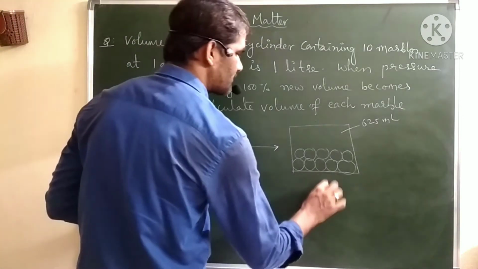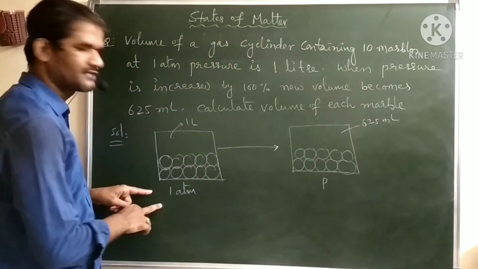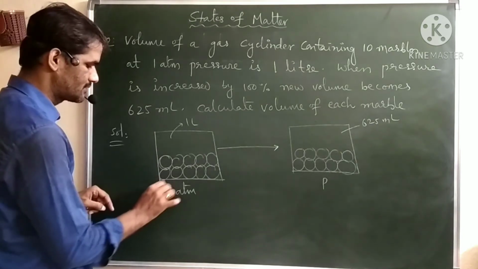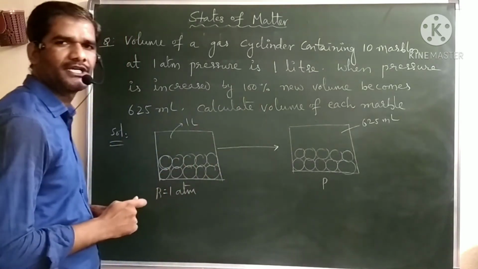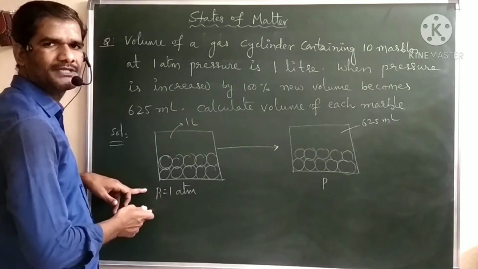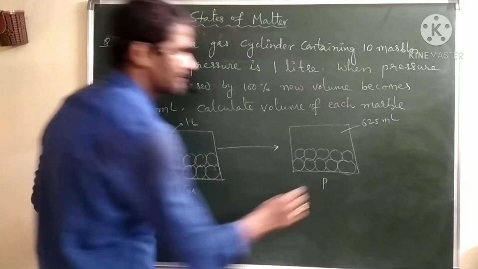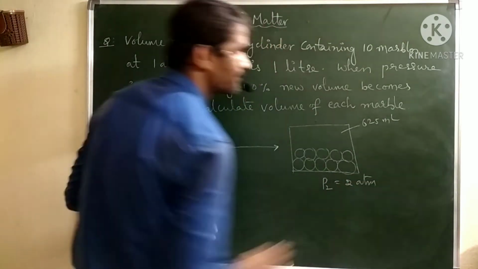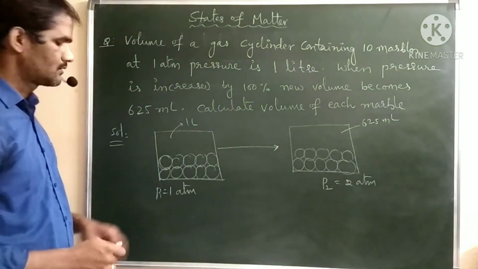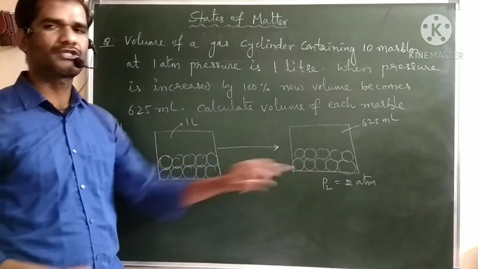And here the initial pressure is 1 atmosphere. Let us assume this is P1. And the final pressure is increased by 100%. Means what? 1 atmosphere is increased 100%. So P2 is 2 atmospheres. So P1 is 1 atmosphere, P2 is 2 atmosphere.